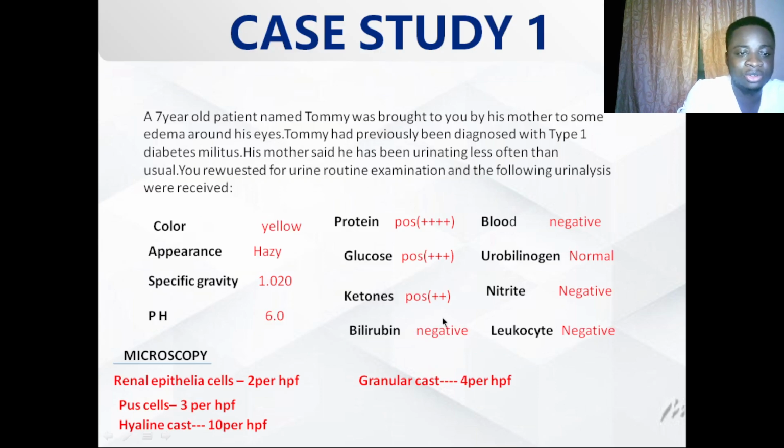Stage 2: what blood test would you request to aid in Tummy's diagnosis? If I want to suspect kidney disease, I'll go for estimation of serum creatinine and urea, because we established that creatinine is highly excreted by the kidney. So we go for kidney function test. What other tests can we go for? Apart from the kidney function test, what other blood test can you go for?